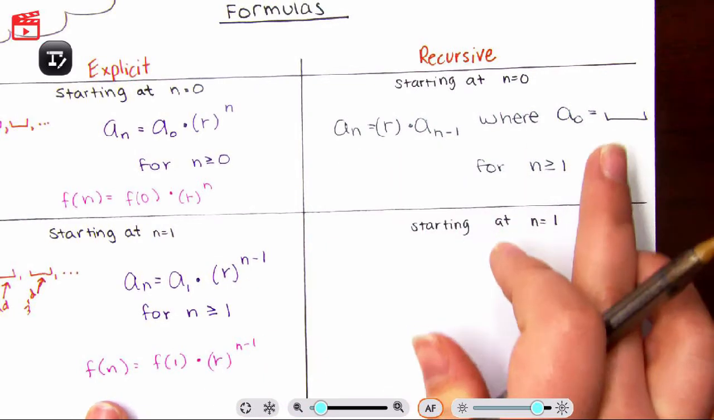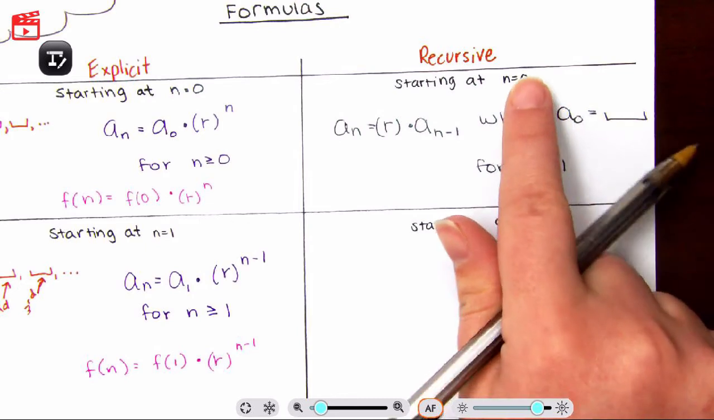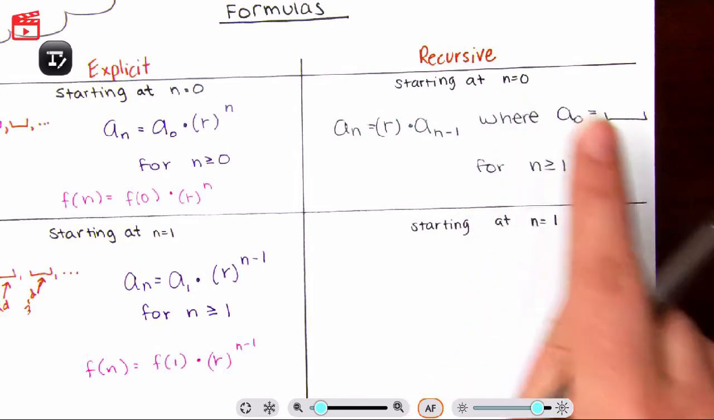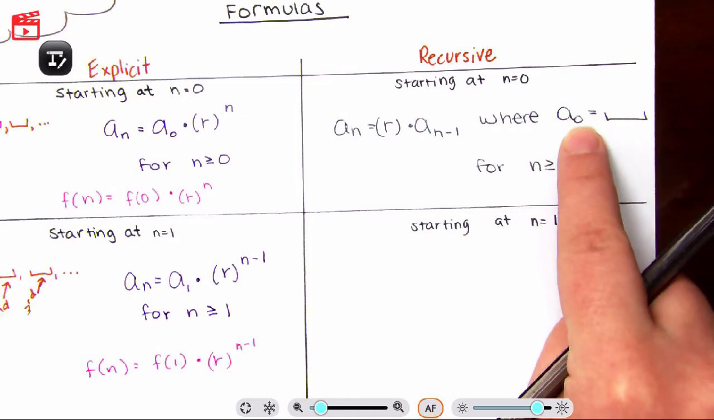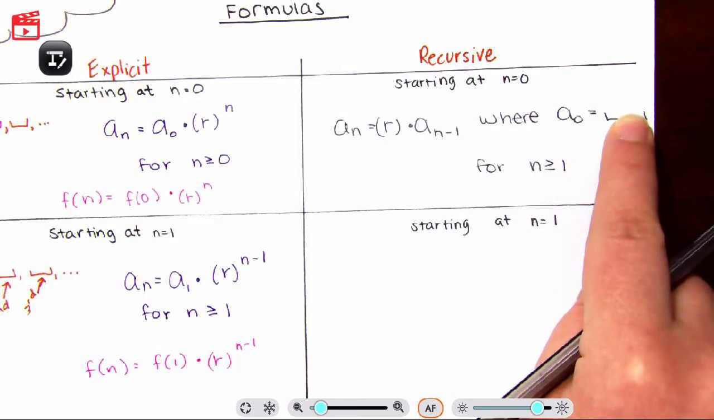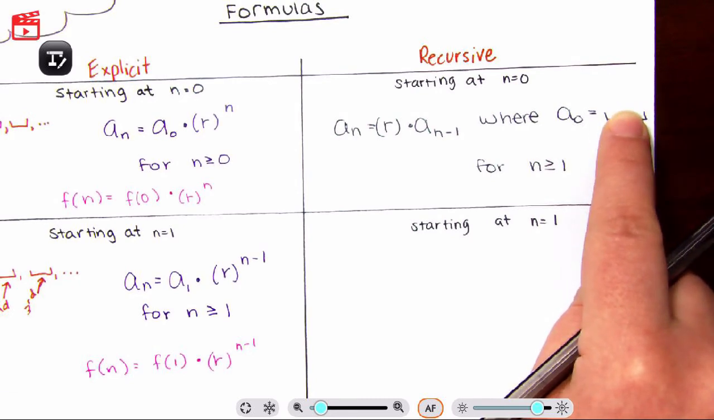So when you have the recursive rule, you have to tell them where to start. So if we are starting at position number 0, you need to tell the reader in position 0, the number you will have is blank. So you will need to tell the reader what is in the 0th position.